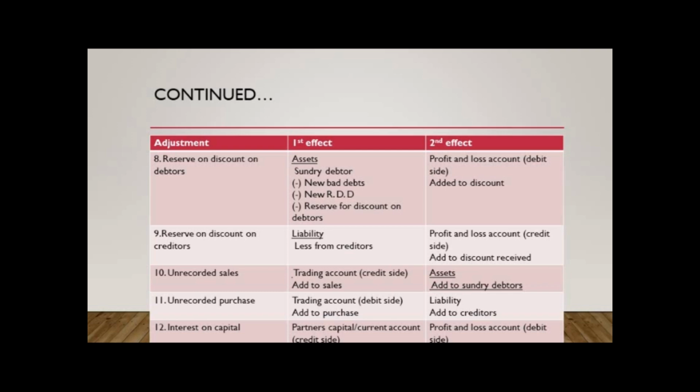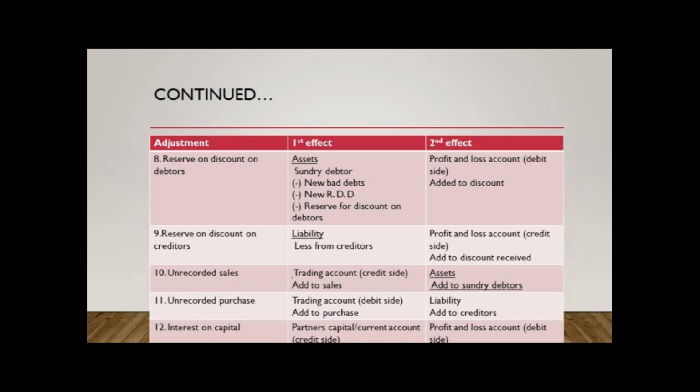Now it means we have sold goods on credit basis, therefore by this much amount our debtor is going to be increased. So the second effect will come on the balance sheet asset side. In sundry debtors, first we are going to add unrecorded sales and then the other adjustments will come.